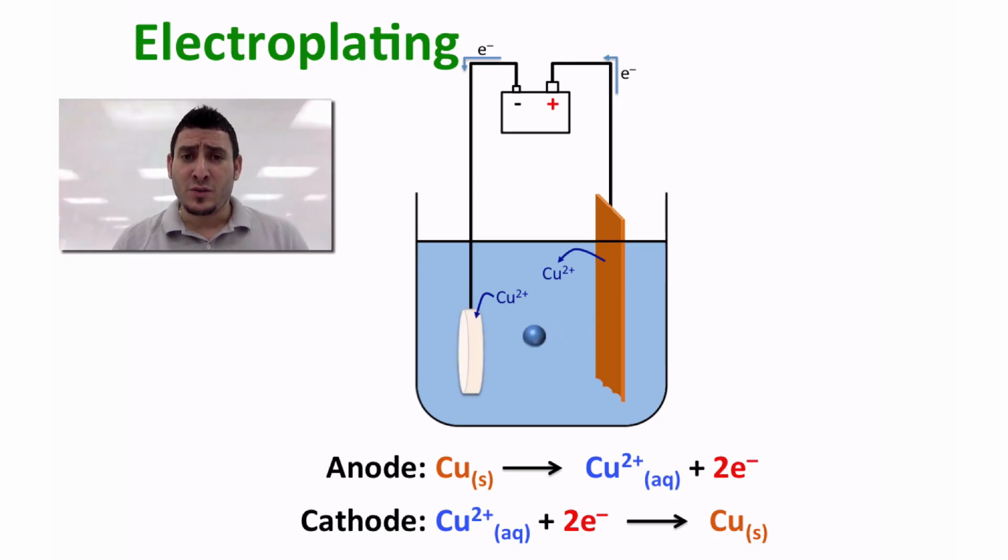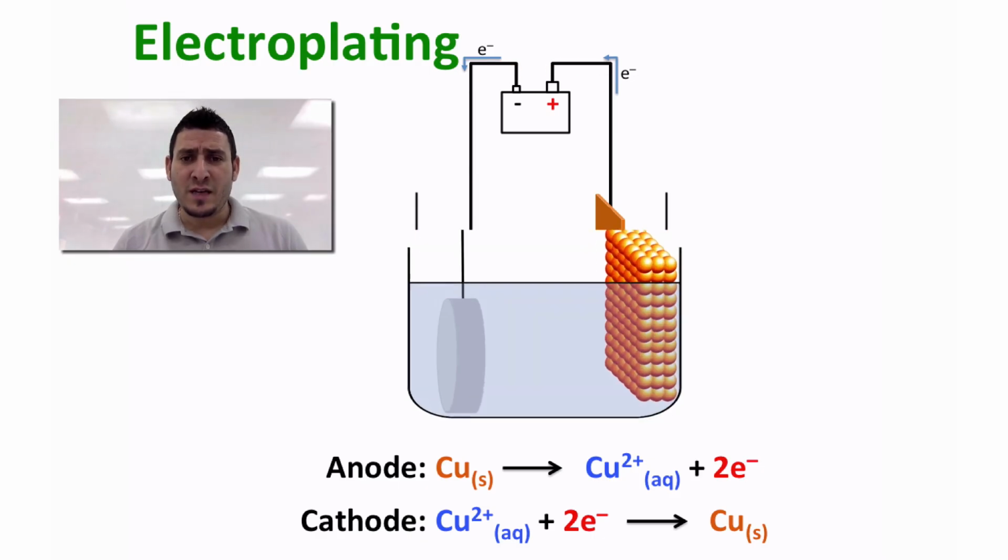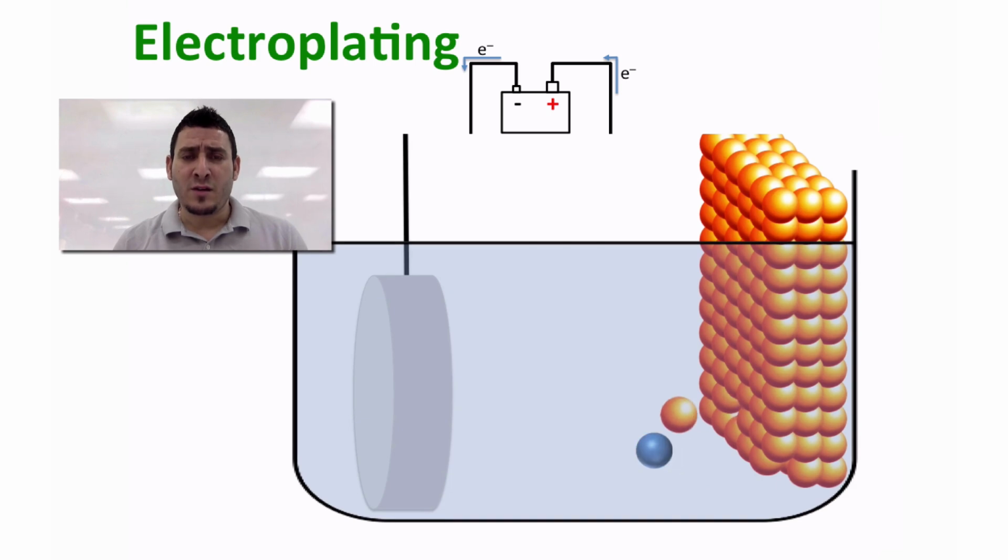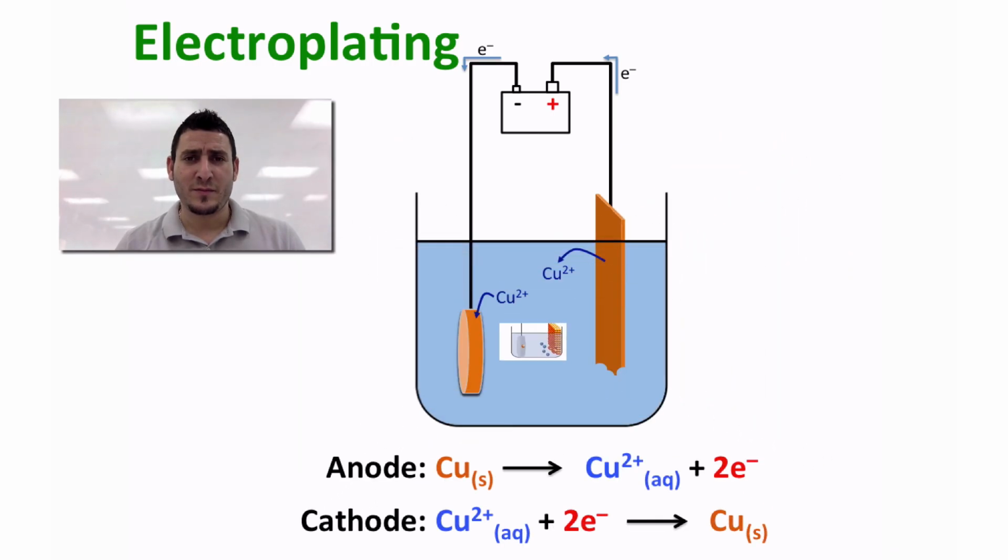Now, the copper electrode represents the anode where the oxidation is happening, and the ring represents the cathode where the reduction is happening. Both are immersed in a copper 2 solution. As you can see in here, copper ions are being generated from the anode, and they are being reduced at the cathode, which means plated on the surface of the ring. The copper electrode will decrease in mass with time, and the ring will increase in mass with time.